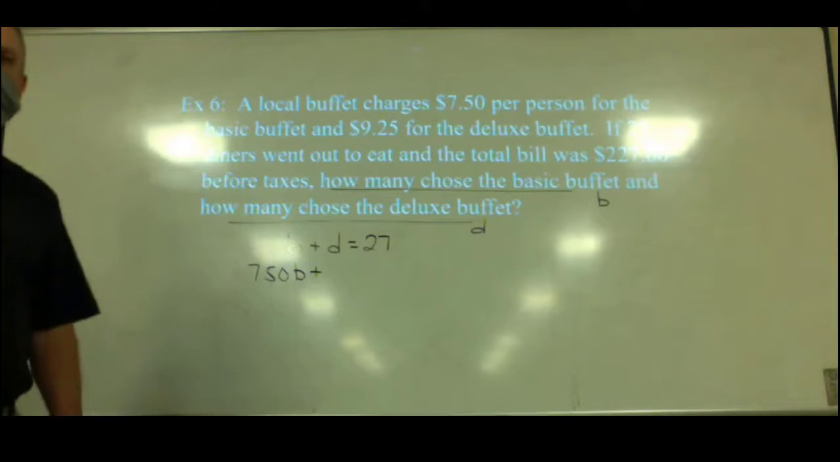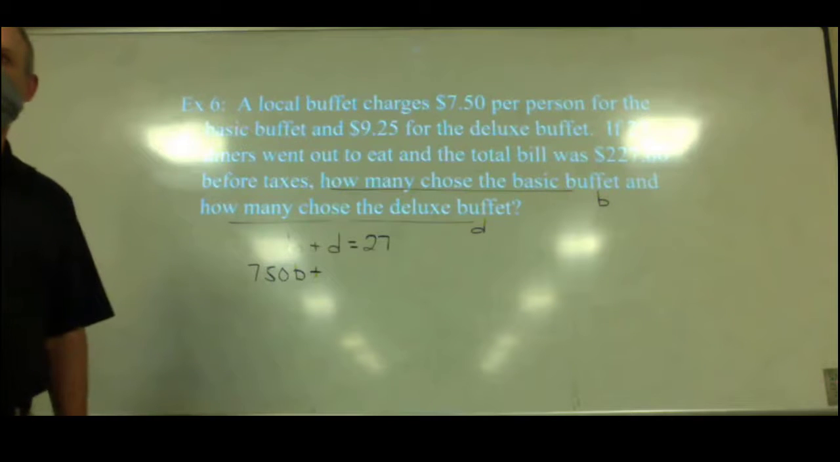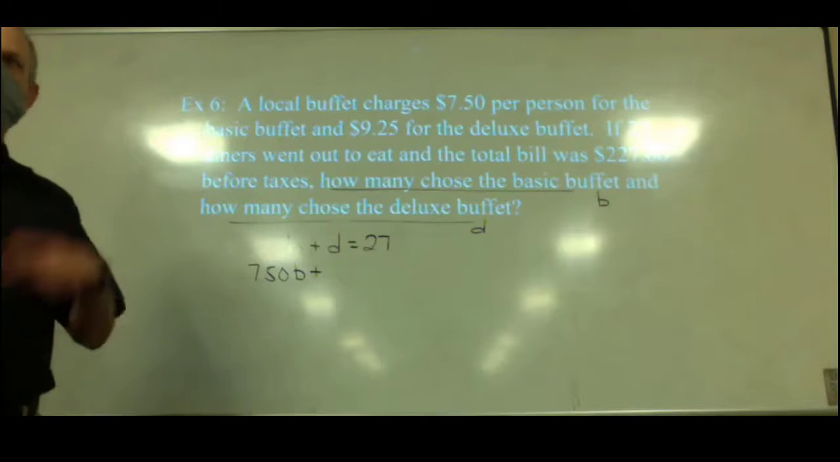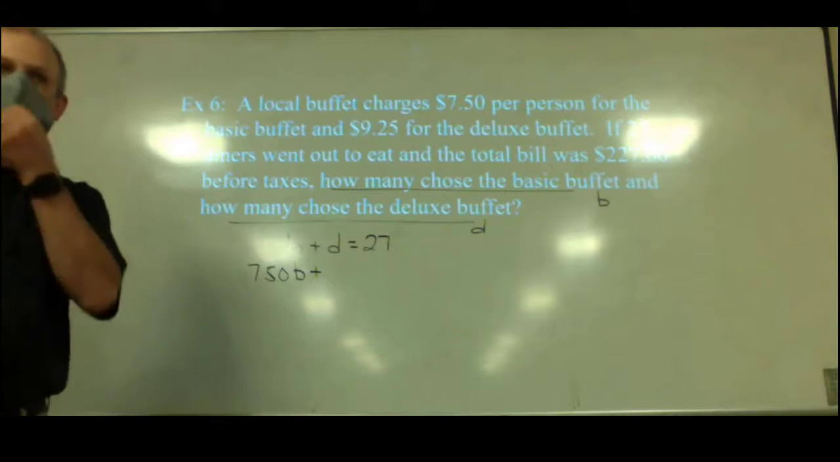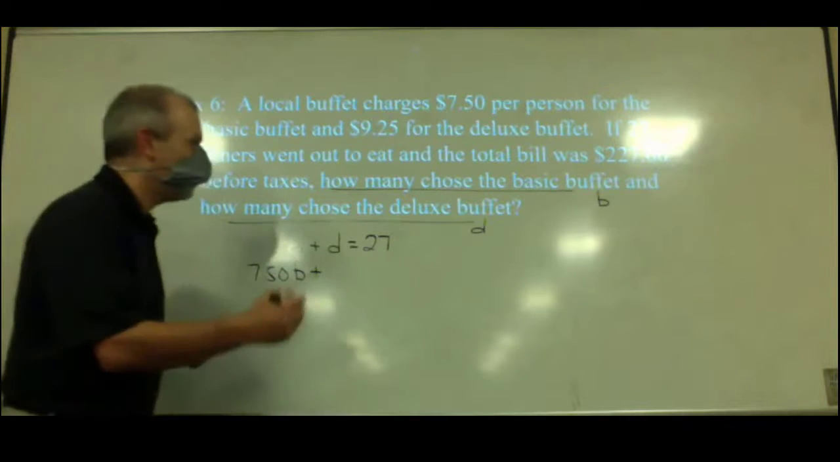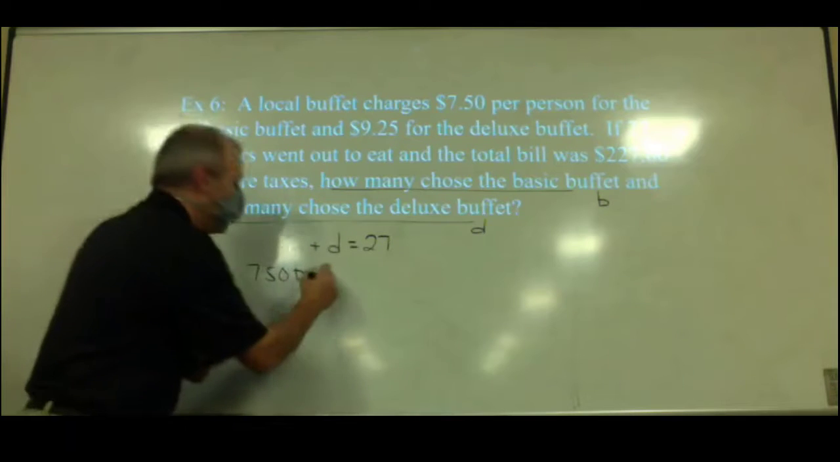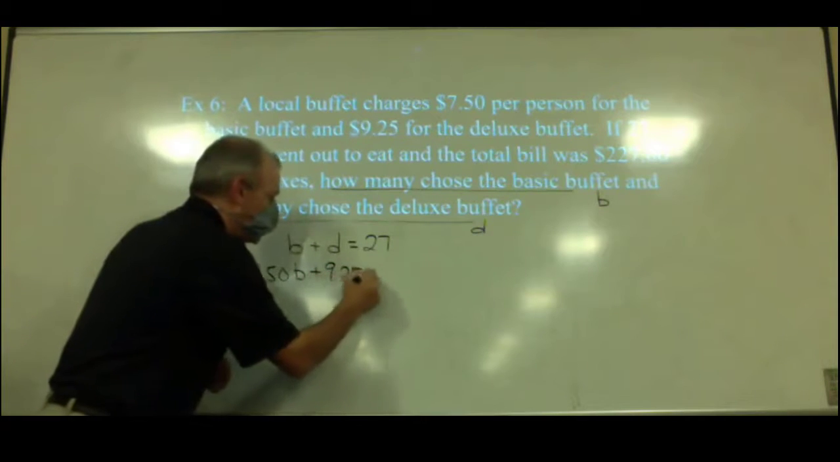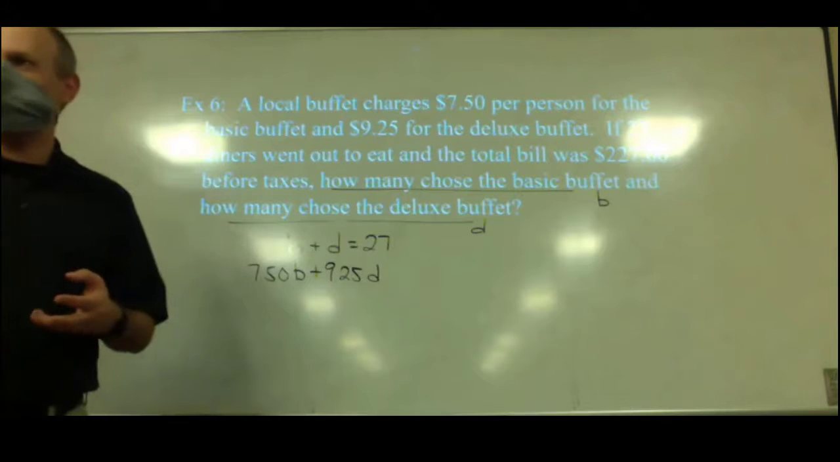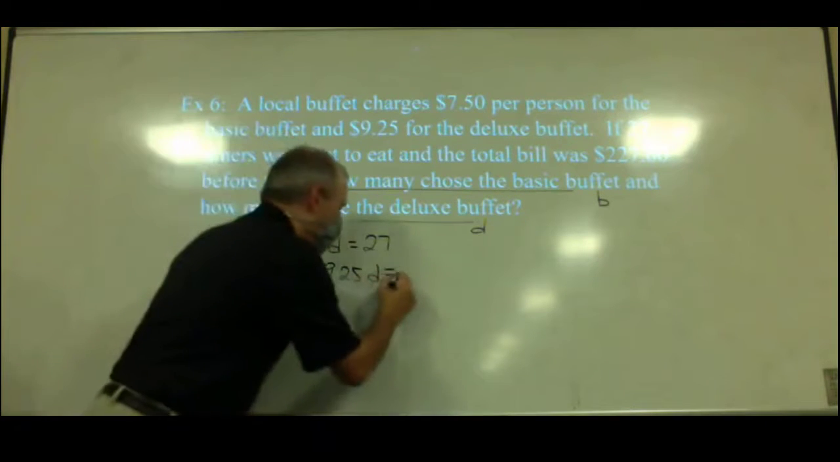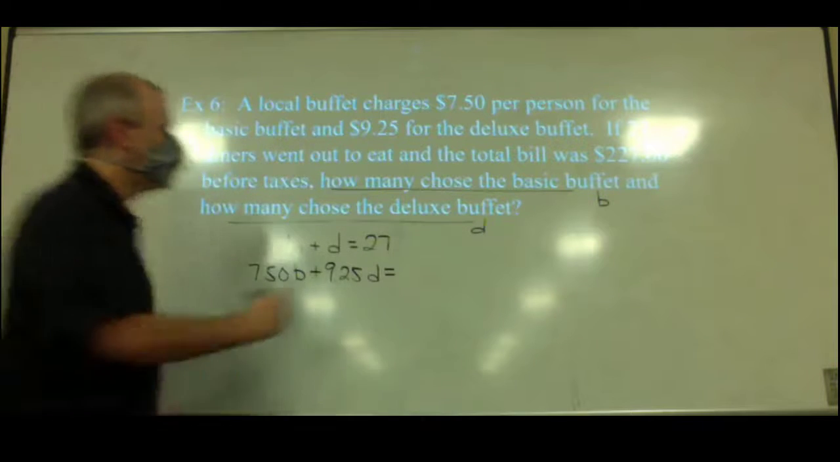how much did the people pay who went for the deluxe buffet? $9.25. And how many of them were there? We don't know. D number of people, right? Hopefully we're going to figure it out. $9.25 times D. That's how much money they had to pay. Does that make sense? And then what was the total amount of money that the people paid? $227.